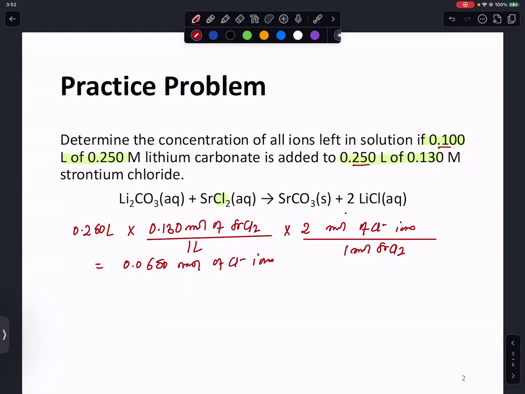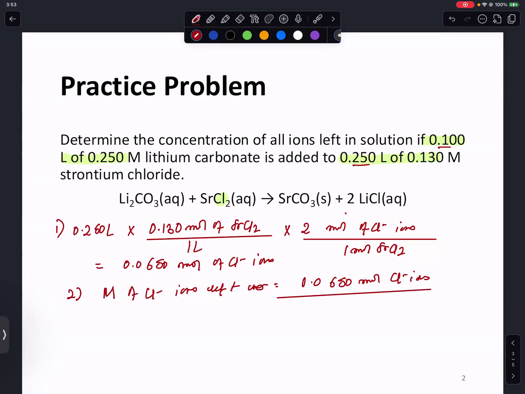And to recalculate the molarity, I can say that the molarity of chloride ions left over is going to be the 0.0650 moles of chloride ions divided by the total volume of both solutions, which is 0.100 plus 0.250 liters.